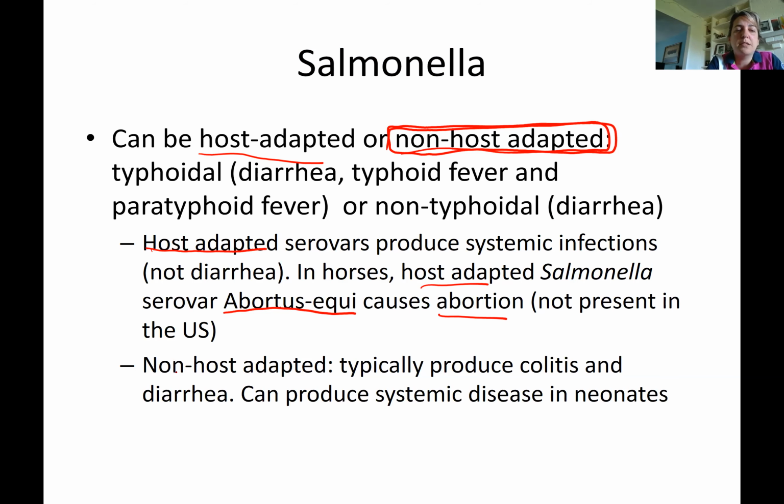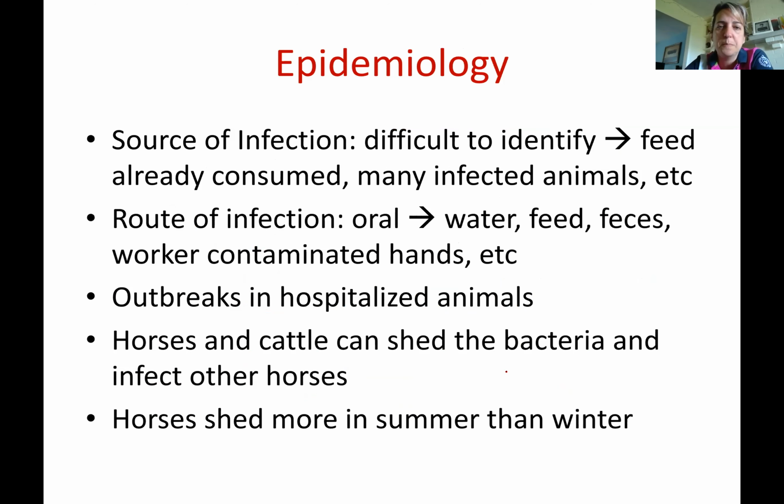And then non-host adapted Salmonella, which is what generally we get sick with diarrhea, is going to generally produce colitis and diarrhea. It can also cause systemic disease in case the clinical course of the disease becomes so severe that the Salmonella gains entry to the blood circulation and spreads disease everywhere. It can be more problematic in young animals than adults. Source of infection is difficult to identify because, if it was the feed, if it was the hands of people, a lot of these things have already been cleaned, the feed has already been consumed, so we just know that the horse has Salmonella, and so on and so forth.